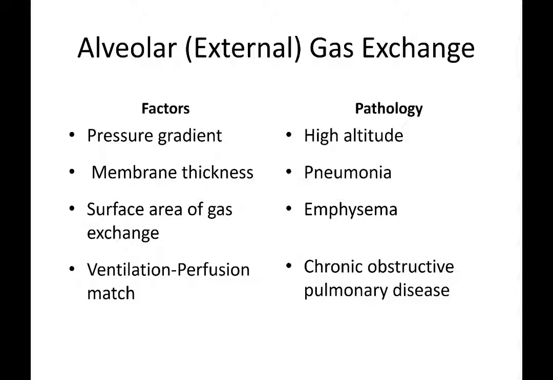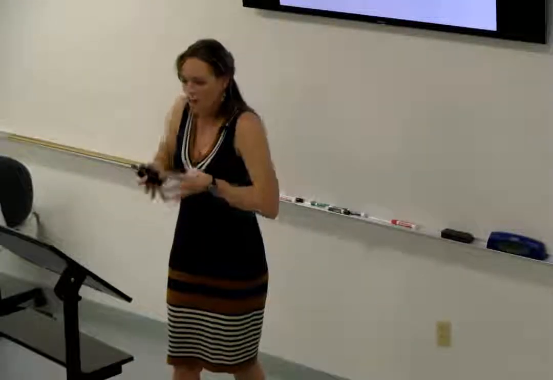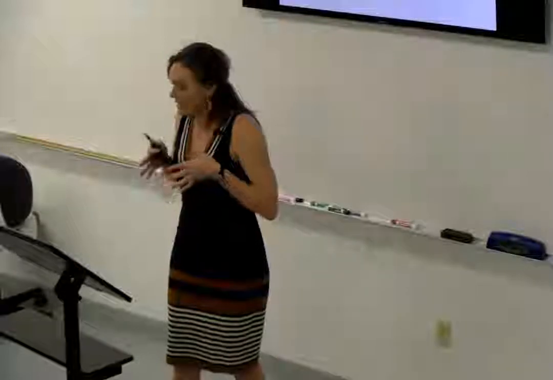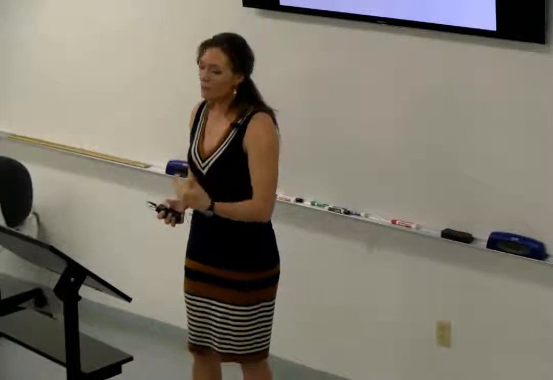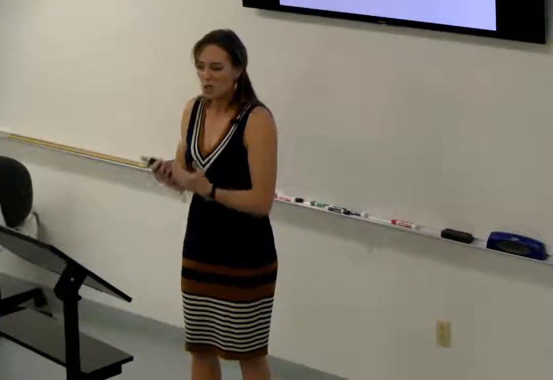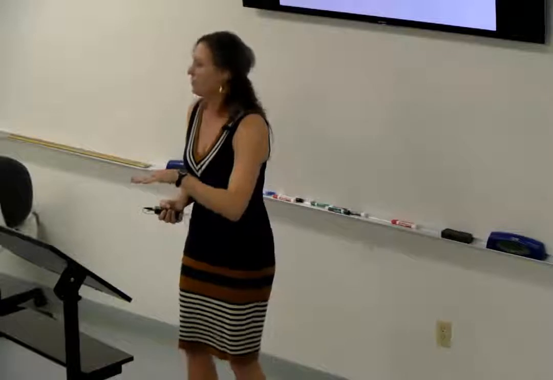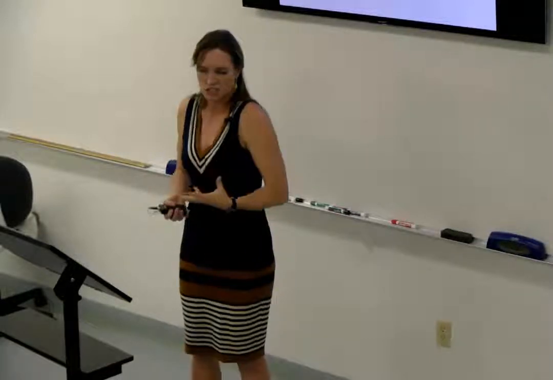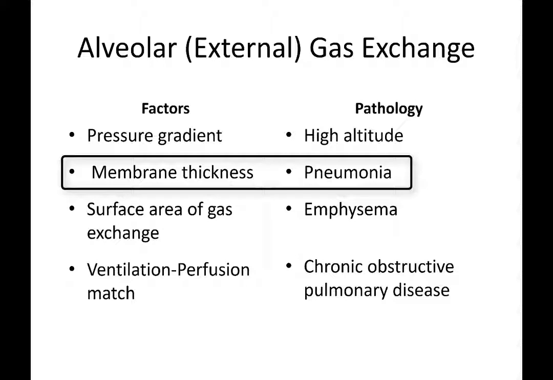So the pressure gradient will tell us not only which direction the molecules are gonna travel, from high down to low, but the amount of the gradient, the more that you can put on the high side, the greater the driving force is. So that's where at high altitude, we're still gonna go from the alveolus with oxygen out to the blood. The driving force is gonna be a little bit less because we just don't have as many molecules pushing their way up.